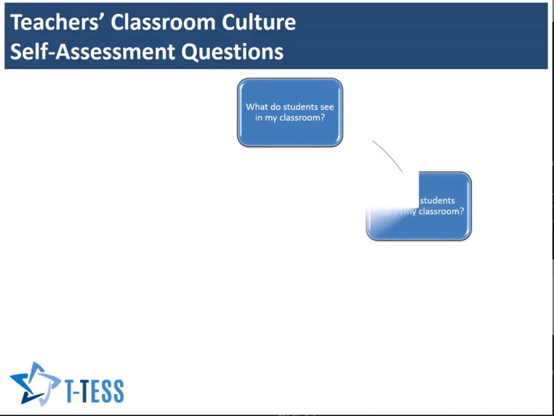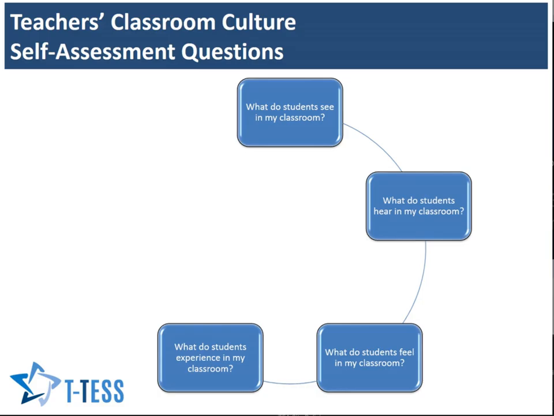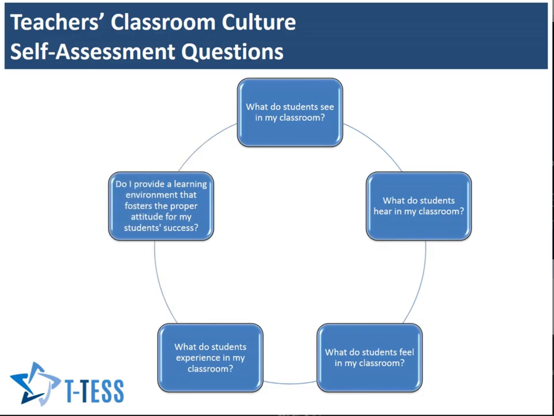It's often helpful to shift perspective as a means of self-assessing. Questions that teachers might ask themselves as a part of self-assessment for classroom culture include, what do students see in my classroom? What do students hear in my classroom? What do students feel in my classroom? What do students experience in my classroom? And do I provide a learning environment that fosters the proper attitude for my students' success?